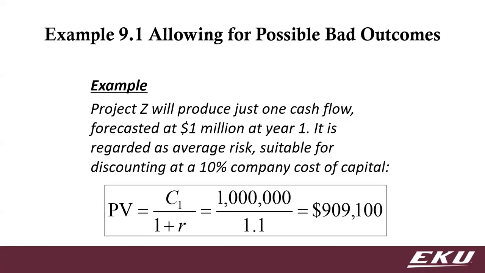So here's an example. This project is going to have one cash flow. It's estimated to be $1 million in a year, right? So we feel it's appropriate to discount that at 10%, and then we can calculate what the present value would be today using our standard calculation for present value.